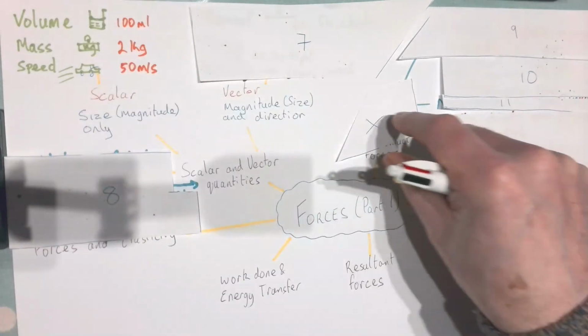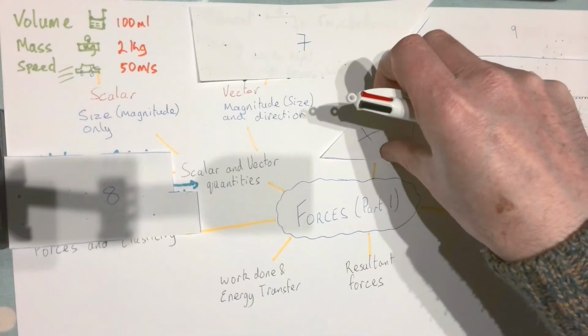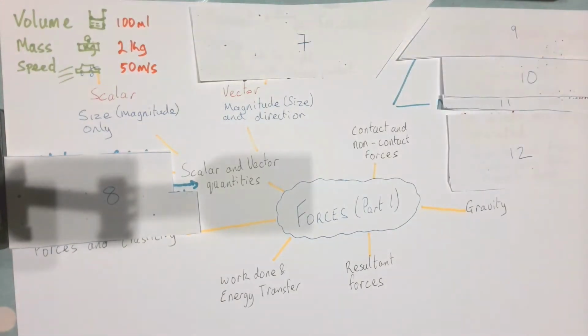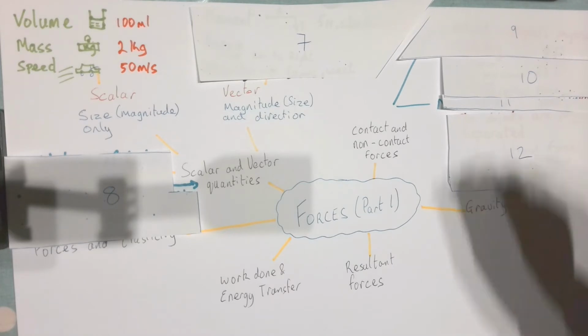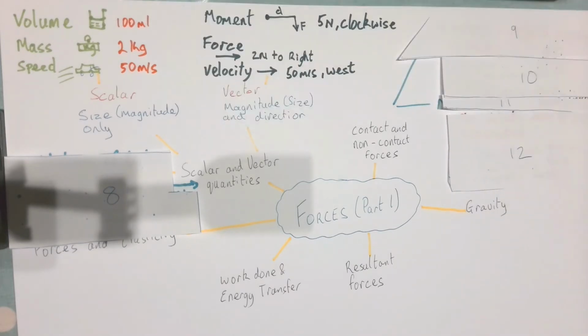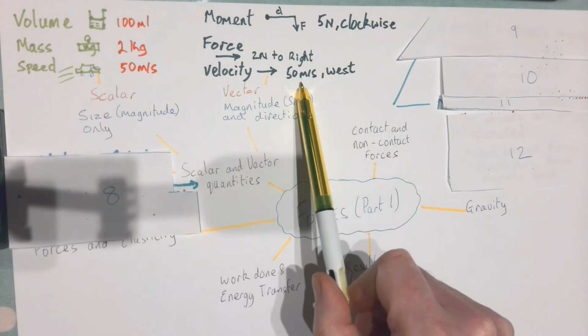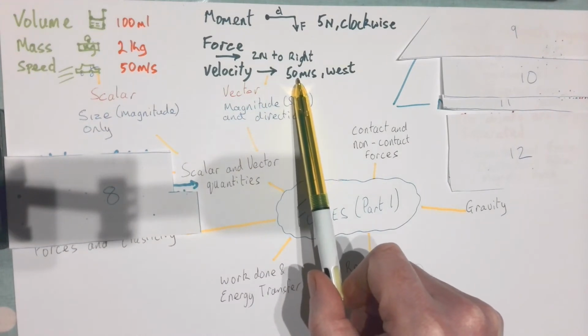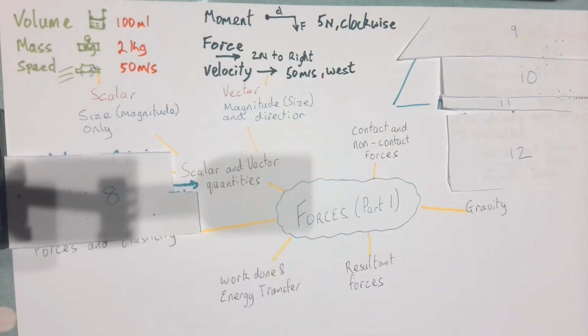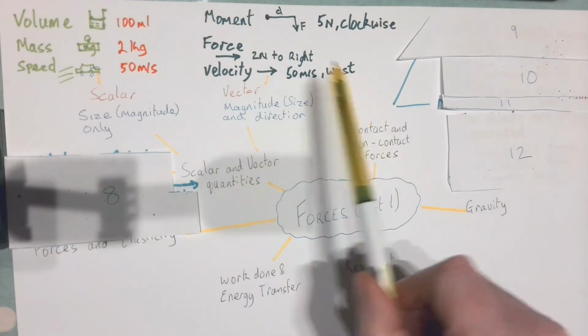A vector quantity is a quantity which has magnitude, which is basically size, and an associated direction with it. So basically left, right, north, south, up, down. Examples of vector quantities: velocity, which is the vector equivalent of speed, for example something traveling at 50 meters per second, but this time in a direction to the west.